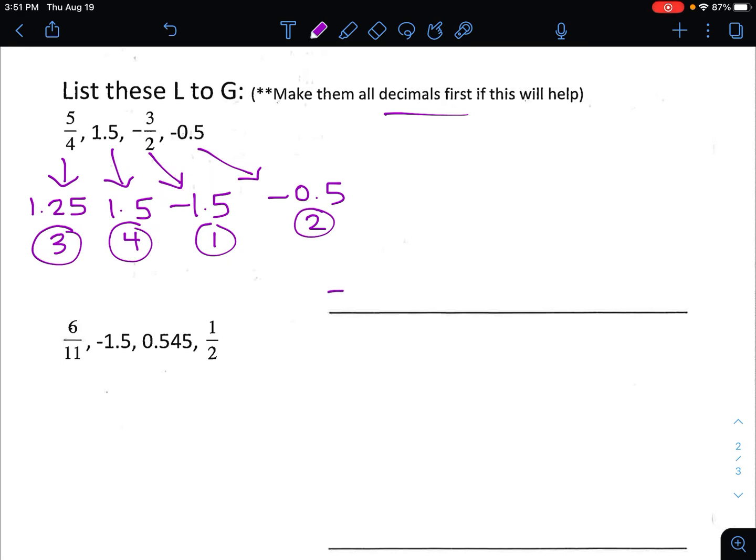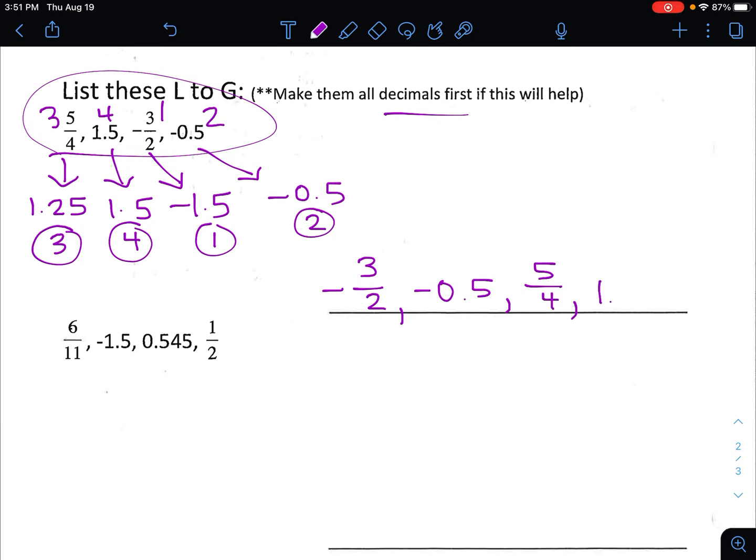Now, that means 1 comes first, so I'm going to go negative 1.5. Whoops, no, I'm not, because that's not in its original format. Did I do it on purpose or didn't I? You'll never know. Now, if this is a 1, this is a 1. If this is a 2, this is a 2. If this is a 3, this is a 3, and this is a 4. Now they're back in the original form if I'm looking up here. So negative 3/2, negative 0.5, 5/4, and then 1.5. They're in their original form. They have their negatives. You're done.